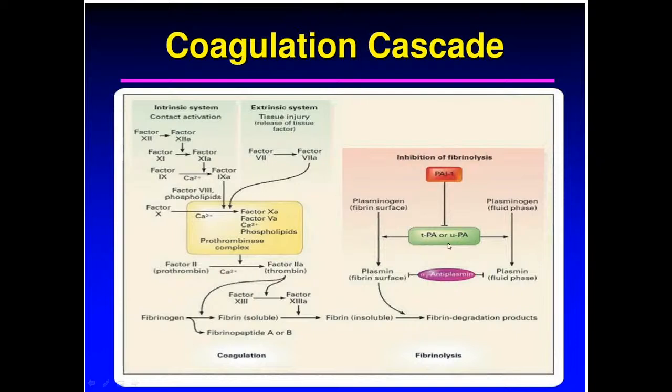And the next system, fibrinolysis. The fibrinolysis system has two cascades: inhibition of fibrinolysis and stop of fibrinolysis. This is the coagulation cascade.